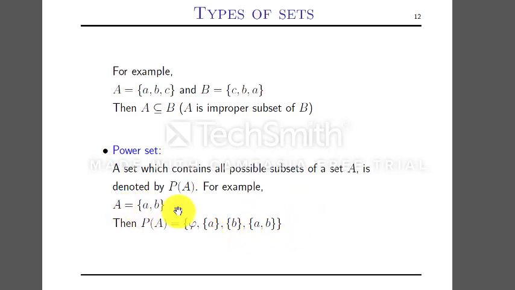If the number of elements in the set A is 3, then the number of elements in the power set of A is 2 raised to power 3, and the answer will be 8. So we obtain 8 elements in the power set of A if the actual set contains 3 elements.